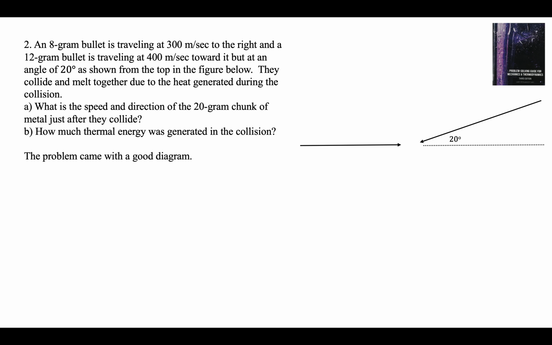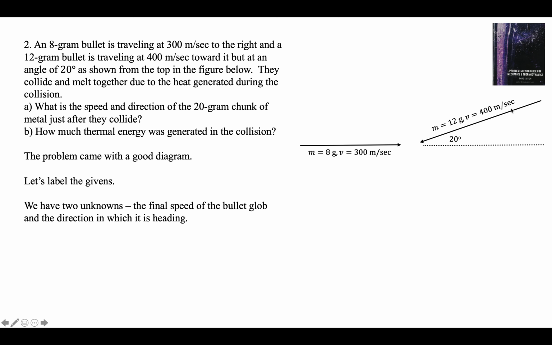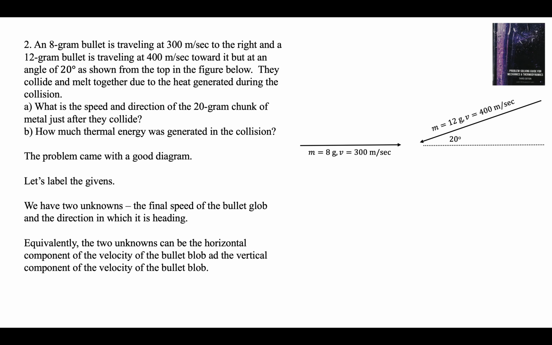So we have a good diagram showing the bullets coming in. Let's label it. We have 8 grams going 300 meters per second to the right and 12 grams going 400 meters per second in this direction. We have two unknowns, the final speed of the bullet glob and the direction in which it's heading, but I like v sub x and v sub y. Those are my two unknowns.